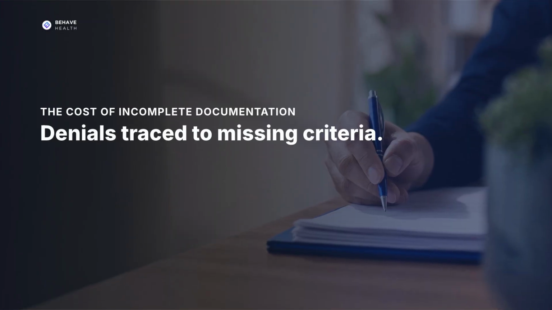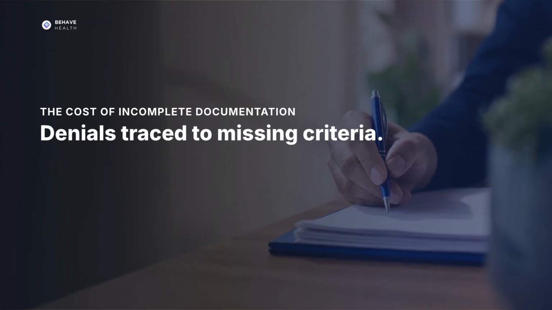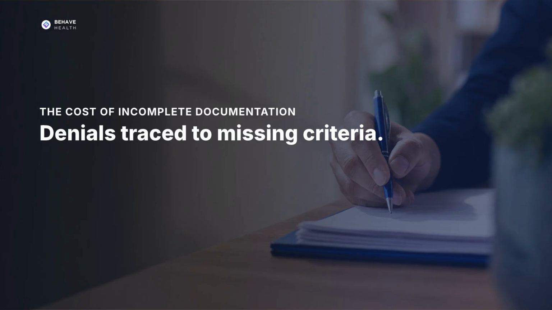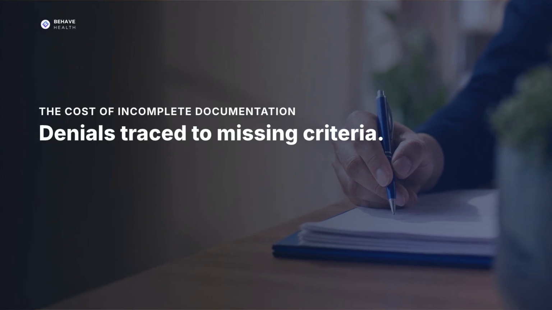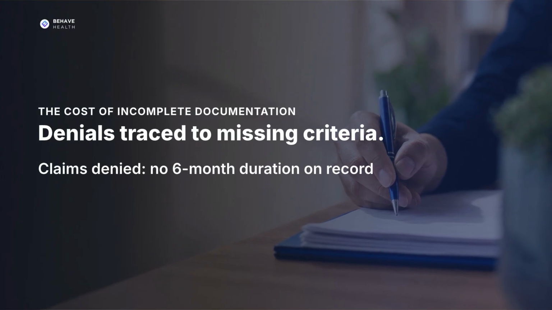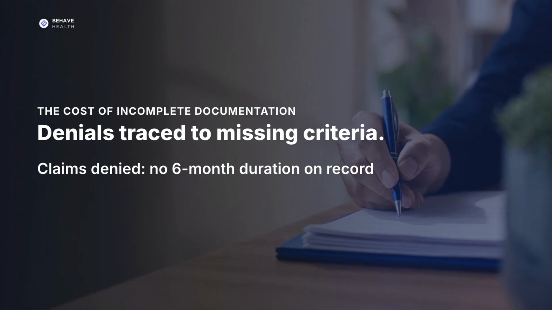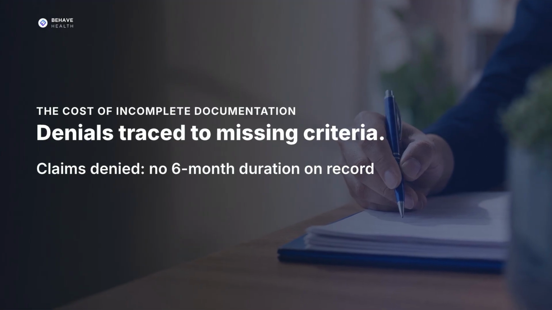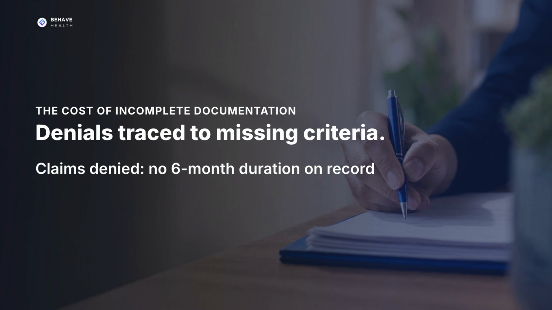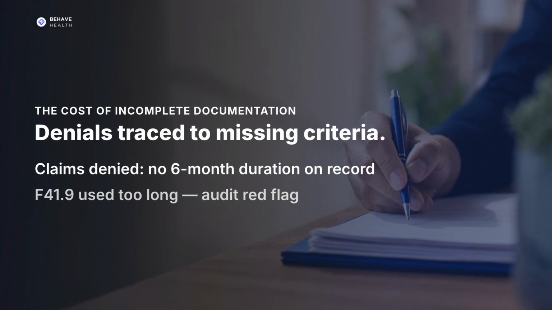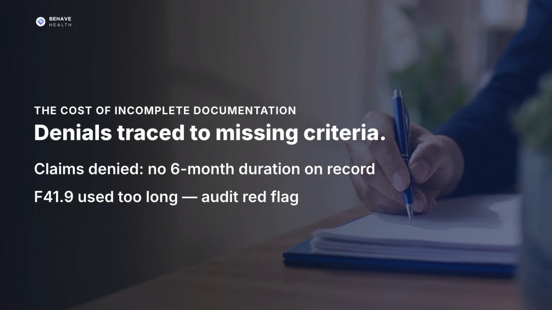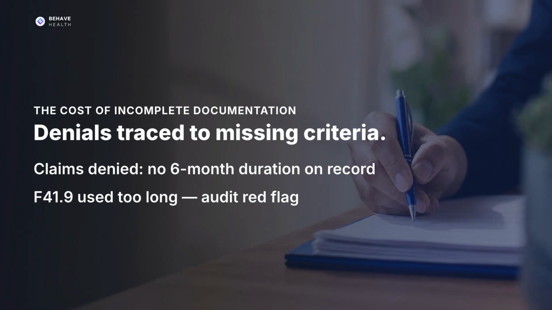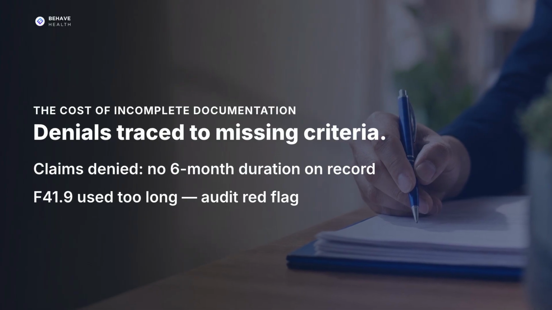Across anxiety claims, denials trace back to one recurring gap: the medical necessity criteria were never documented. Claims coded F41.1 for GAD were denied because notes never documented the 6-month duration criterion. Payers questioned whether GAD was justified. Using F41.9 as a permanent code rather than provisional triggers payer scrutiny and signals lack of individualized planning.